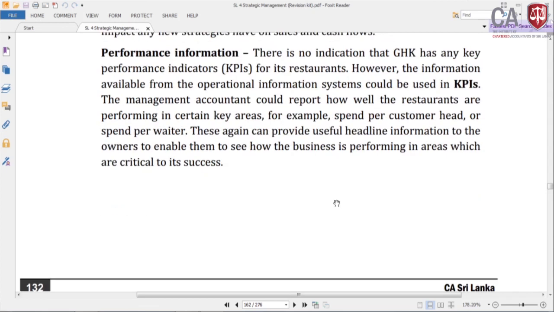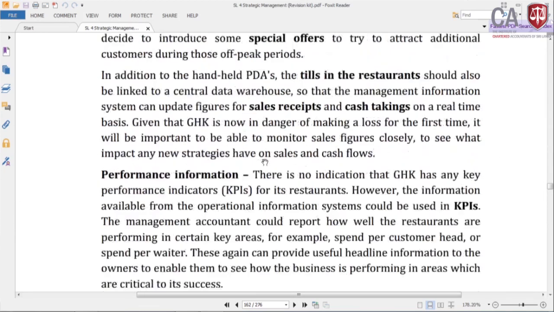Then performance information. There is no indication that GHK has any key performance indicators for its restaurants. However, the information available from the operational information system could be used in KPIs. You know what a KPI is now. The management accounts could report how well the restaurants are performing in certain key areas, for example, spend per customer head or spend per waiter. These again can provide useful headline information to the owners to enable them to see how the business is performing in areas which are critical to its success.